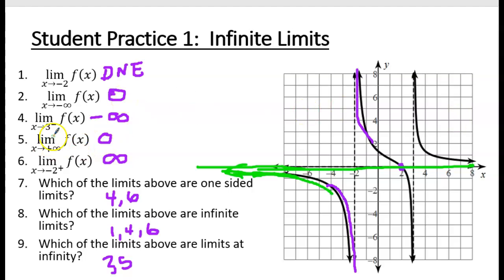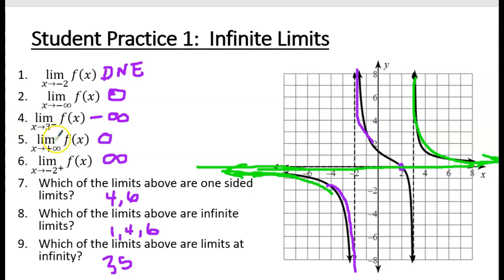Same thing happens for number 5. I'm going to skip down to there. For this one, x is approaching positive infinity. That means we're moving to the right forever, and we're approaching the same y value. That horizontal asymptote is the same on both sides. So the y value for that one is also 0.